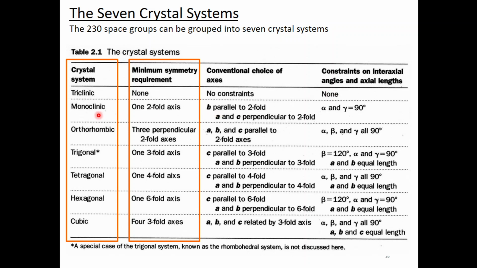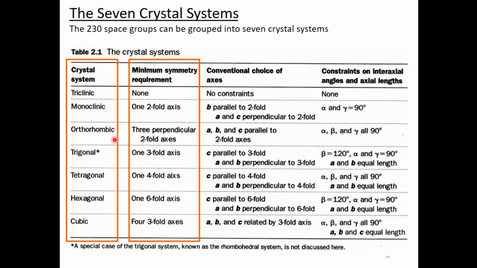The next most symmetric crystal structure is monoclinic, and for this the minimum symmetry requirement is one 2-fold axis. This was discussed in class, and the b axis should be the one which is parallel to the 2-fold axis, right? a and c are those axes that are perpendicular to the 2-fold symmetry axis, and alpha and gamma are equal to 90 degrees.